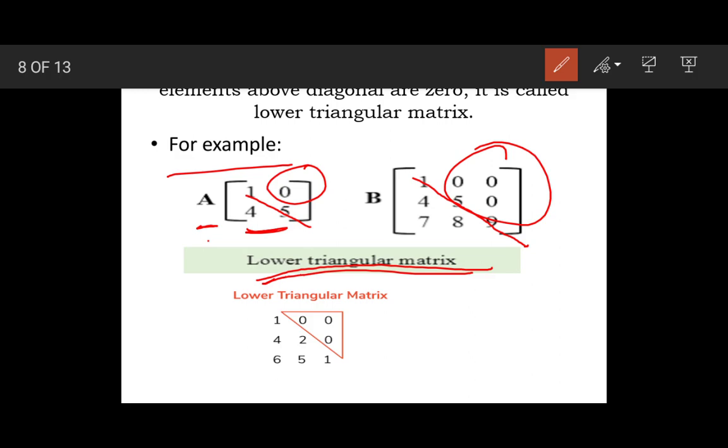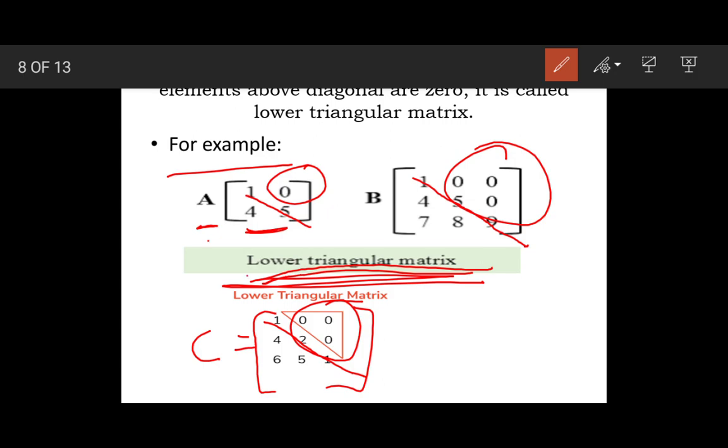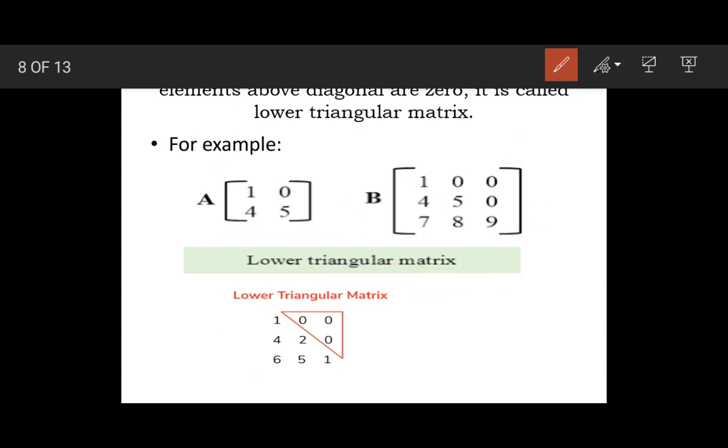See one more example. Suppose C is equal to the matrix of this, in this 1, 2, 1, right? 1, 2, 1 are the diagonal numbers. Above the diagonal all the elements are 0. So if above the diagonal all the elements are 0, then that matrix is known as a lower triangular matrix. Clear?